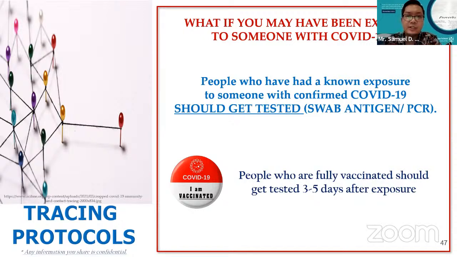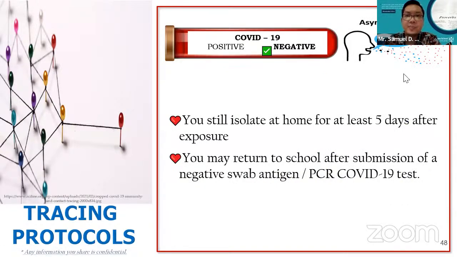You should get the testing 3 to 5 days after the exposure. Not too soon, because maybe the test still cannot identify the trace of the virus yet. So the best time will be 3 to 5 days after the exposure. Then what you should do, if the test result is negative, still isolate yourself at home for at least 5 days after the exposure. Then you may return to school after submission of negative swab antigen or PCR test.